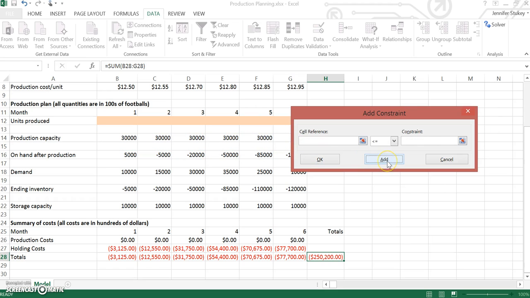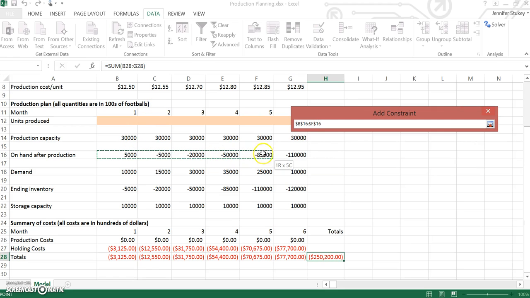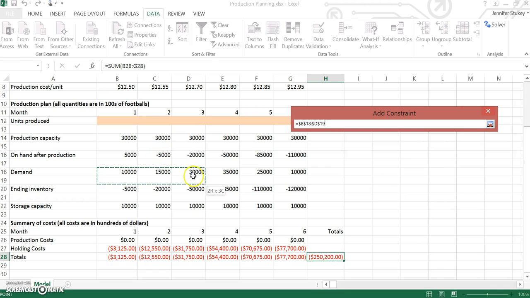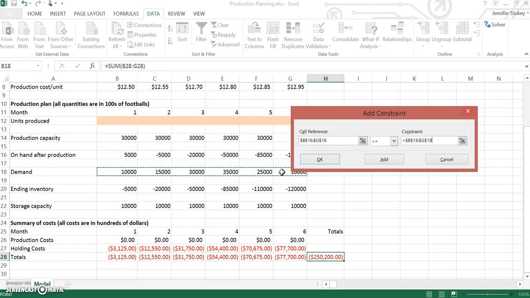Okay, we're going to add another constraint that the amount on hand that we have after production needs to be greater than or equal to the demand, because if it's not greater than or equal to the demand, then we're missing out on sales. That's usually not a good idea in business. So we're going to go ahead and add that.